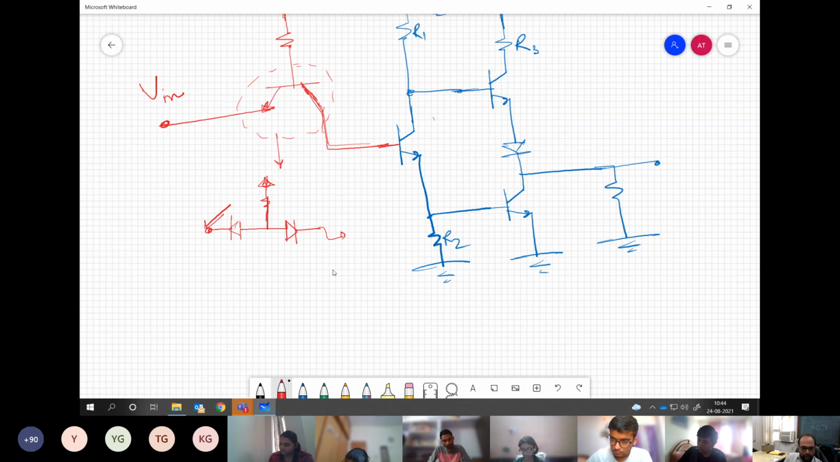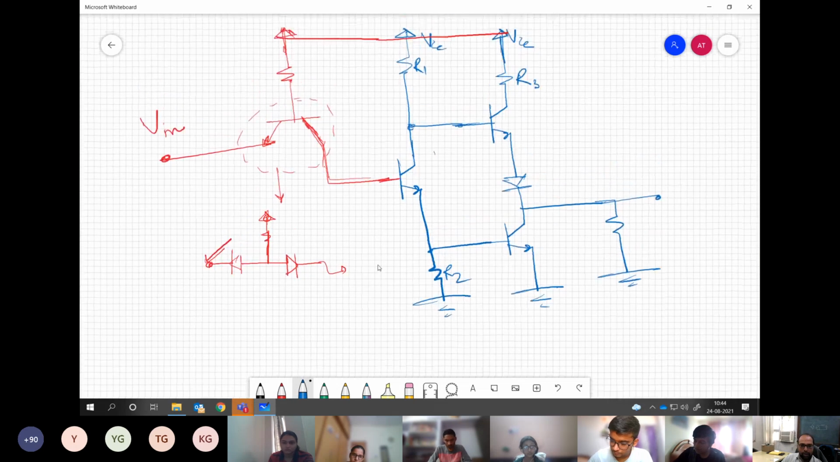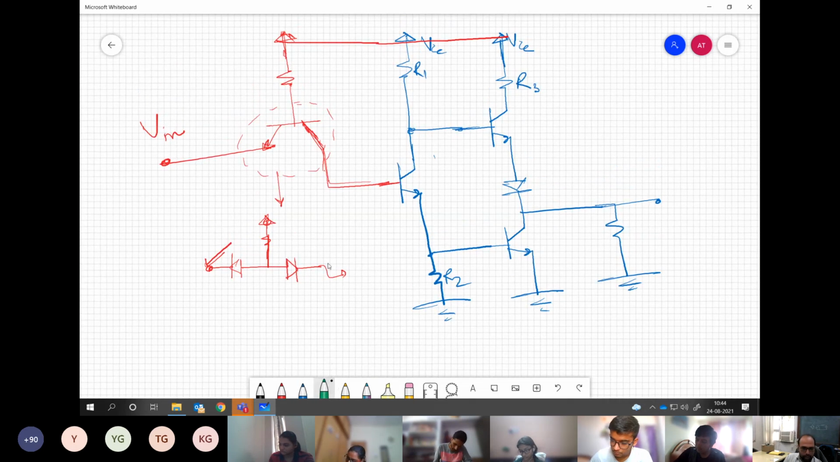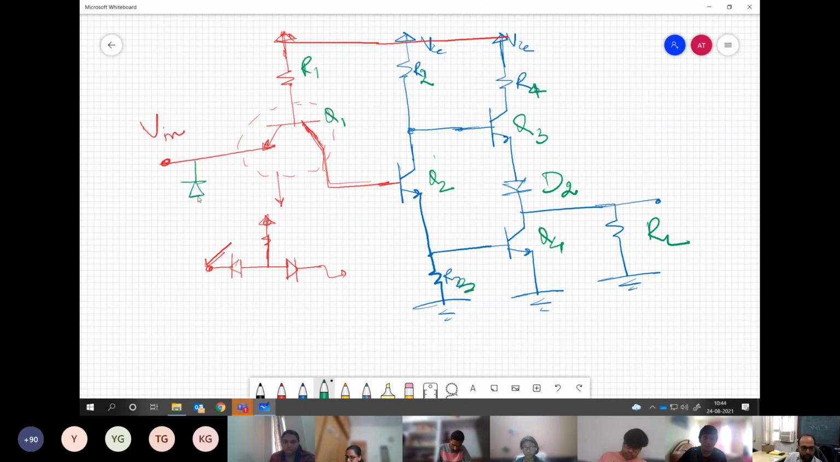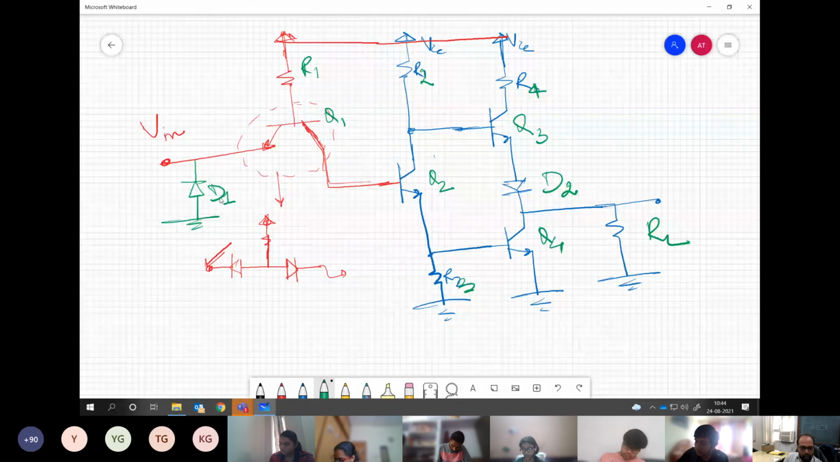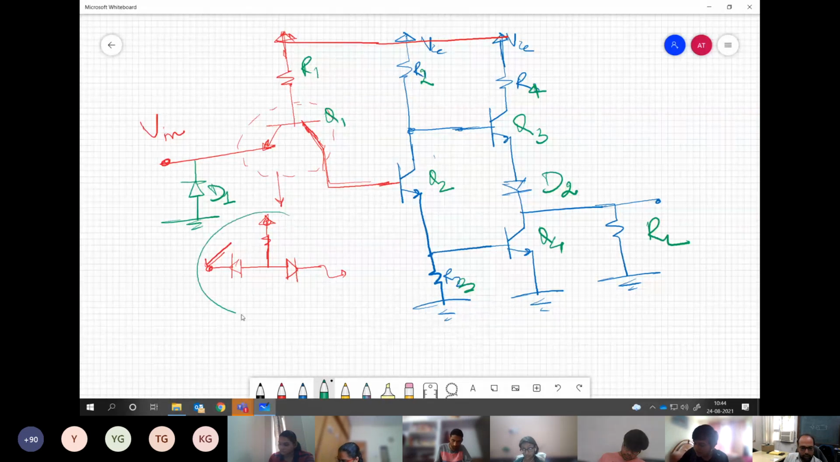So let us name the components now again. Once again, we are putting some additional components, so we will put some names. Let's say this is R1, Q1, R2, Q2, R3, R4, Q3, Q4. This diode is D2. Why D2? Because we will have another diode over here for some purpose that I call D1. I will come to the purpose of this diode, but first let us try to understand this.